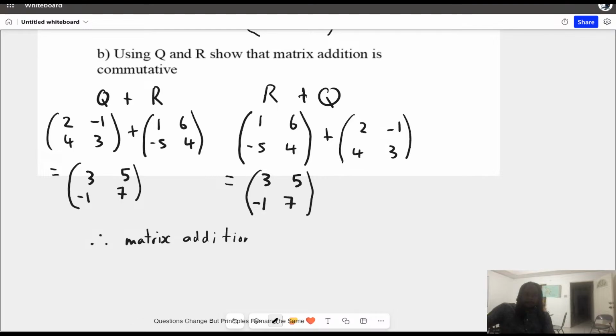So sir, that's how you check it then, sir. That's how you check it then, sir. That's how you check it, yeah man.